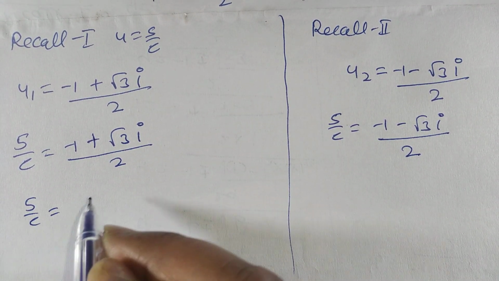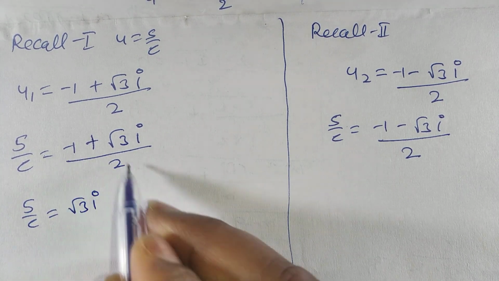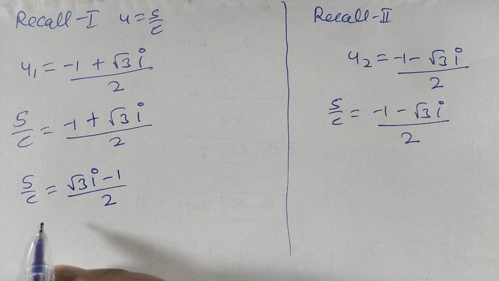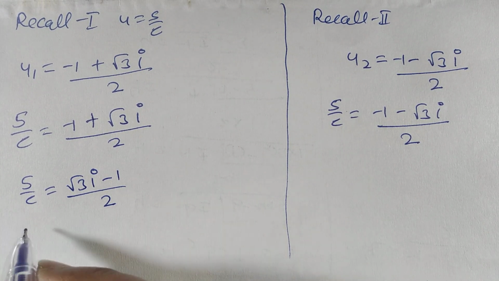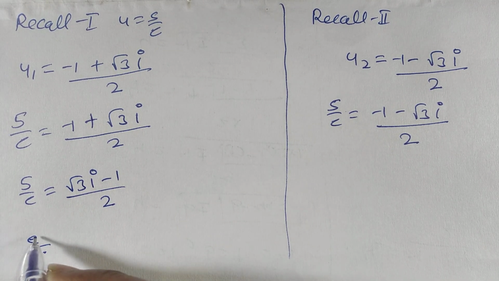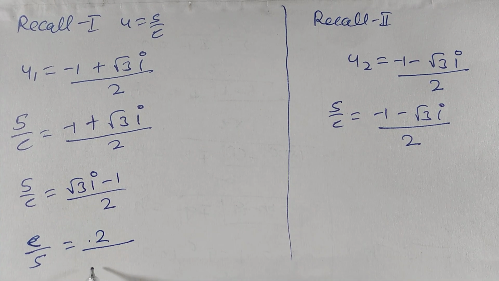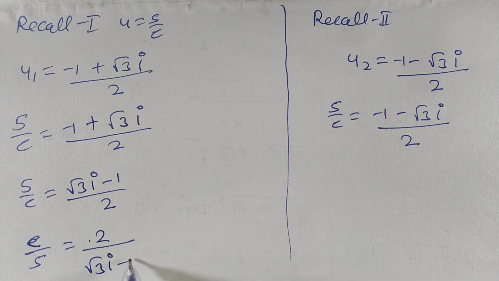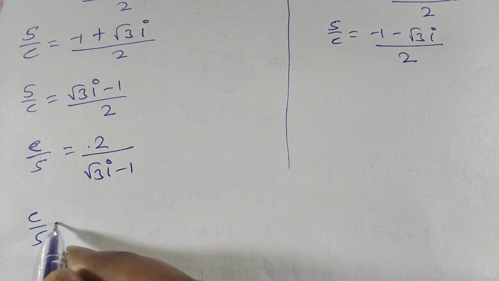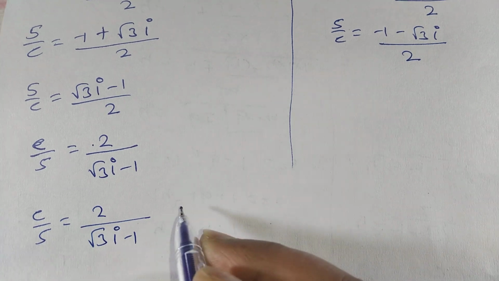5 over C is equal to square root of 3 iota minus 1 over 2. Writing in interchange, C over 5 is equal to 2 over square root of 3 iota minus 1.